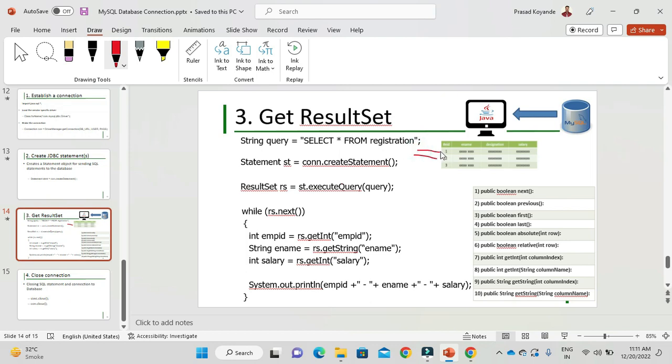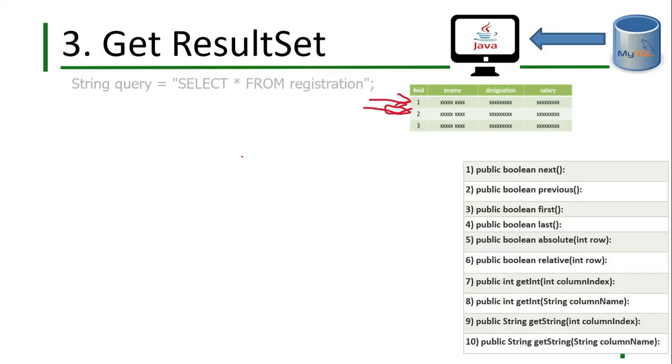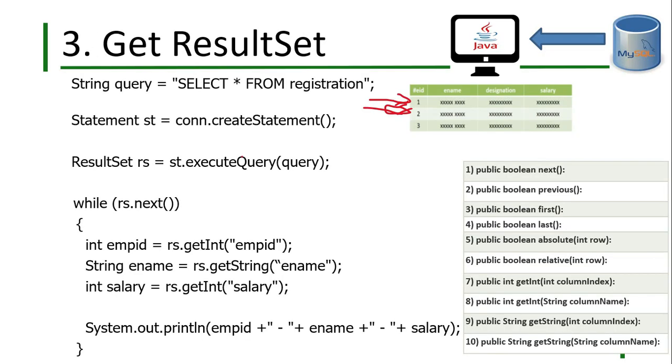Earlier it has been pointing to the first record. When we say rs.next, it will move to the second record and retrieve the data of the second record. Again, the second record's employee ID, employee name and salary will be fetched, stored in a temporary variable, and displayed with the help of System.out.println.